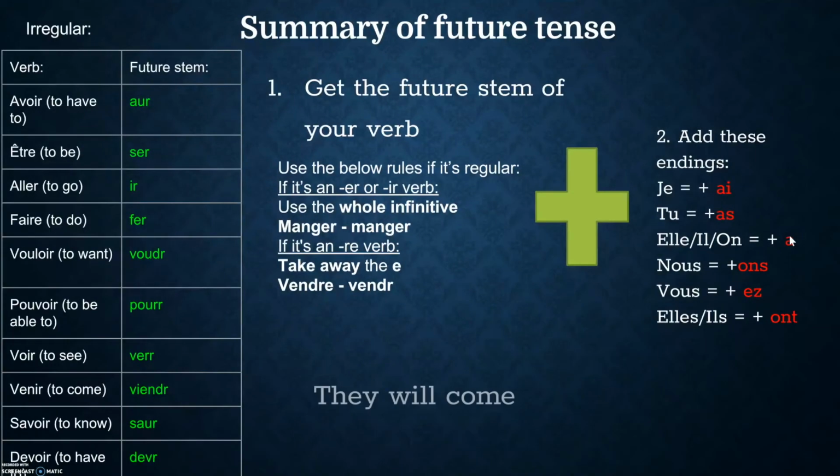Let's go for another example. They will come. So the verb here is to come, which is venir in French. Venir isn't a regular verb, so we can't use these rules. We're going to have to use the irregular stem, which in this case for venir is viendr. The personal pronoun is either elles or ils. We're going to have to add ONT onto this future stem.